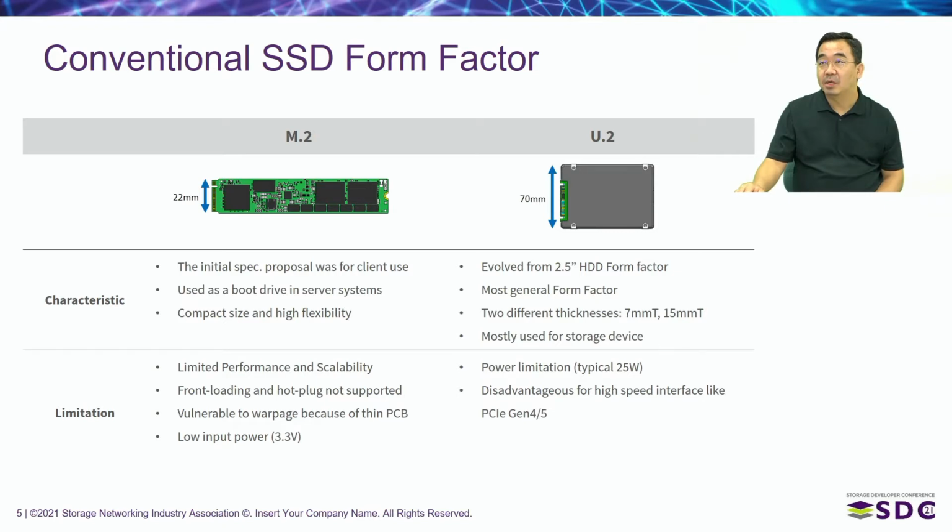EDSFF is designed to overcome conventional form factor limitations. M.2 form factor was developed for client use and is mostly used as a boot drive in data center systems. It has limited performance, power, and scalability, and most of all, doesn't support hot plug. U.2 form factor was developed from the 2.5-inch hard disk drive form factor. Even though it is currently the most popular form factor in the industry, it still has power limitations and disadvantages for high-speed interfaces like PCIe Gen5 or higher.